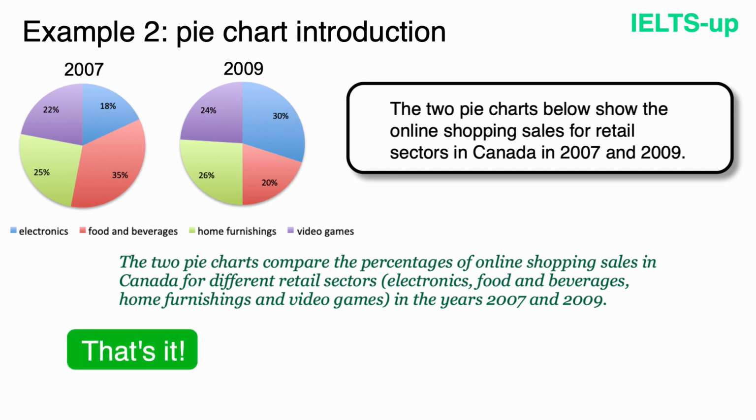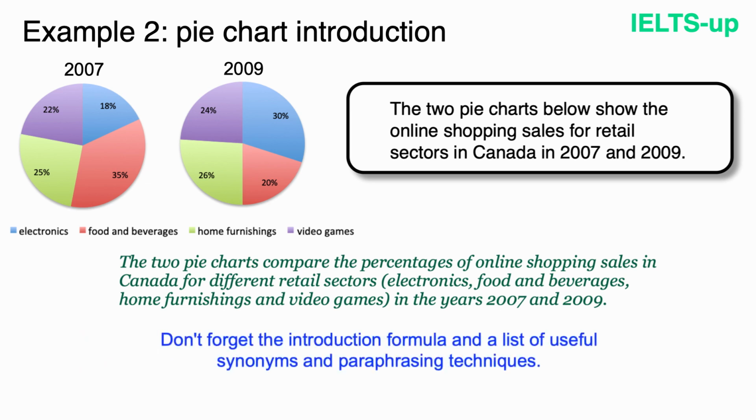That's it! I hope that now you have a better sense of how to write a Band 9 introduction for your IELTS Writing Task 1. Don't forget the introduction formula and the list of useful synonyms and paraphrasing techniques.